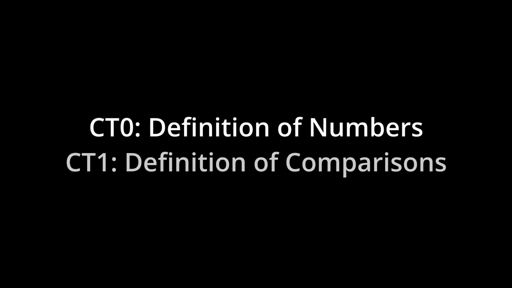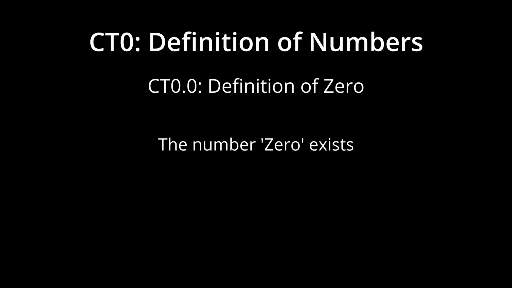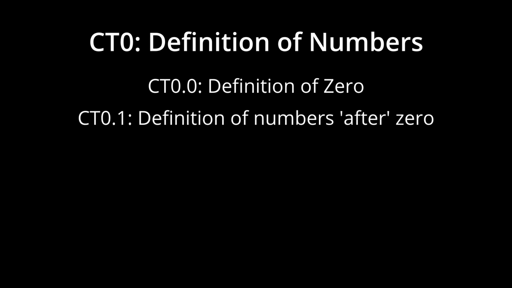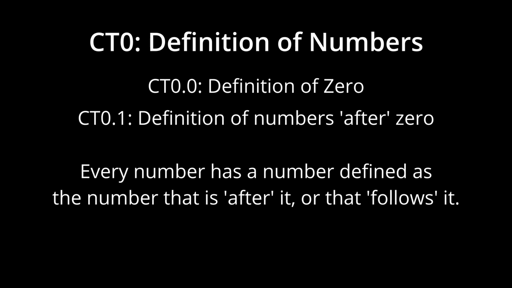My first definitions are the definition of numbers, and the definition of numbers being more or less than other numbers. For the definition of numbers, I'll just say that the first rule is the definition of 0, or the 0 rule. And then the next one is the definition of following, or the following rule.